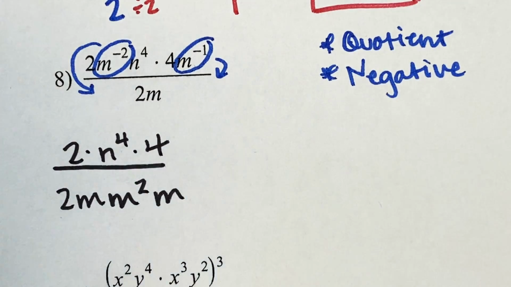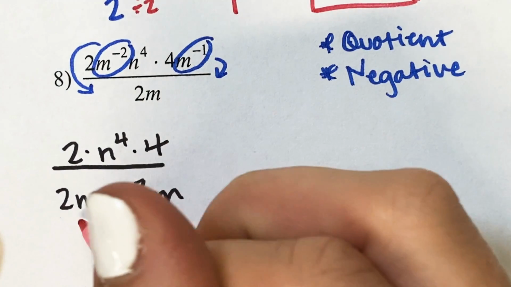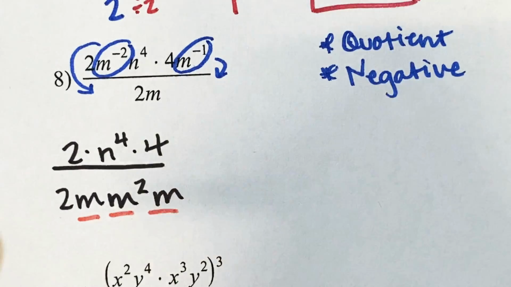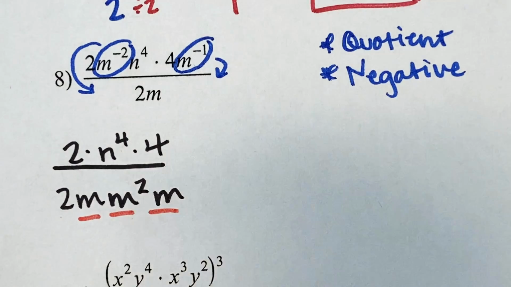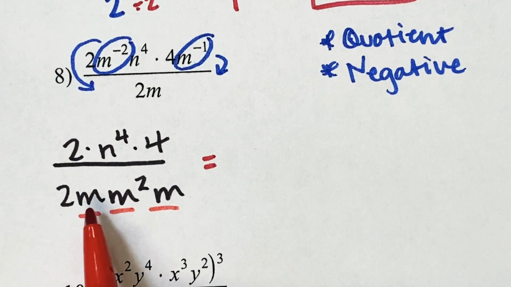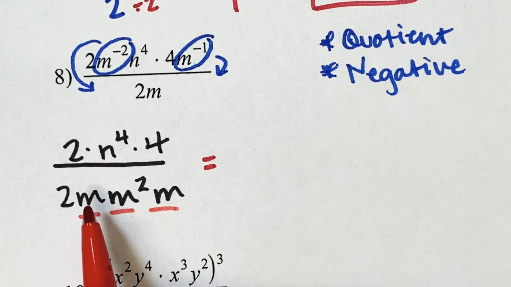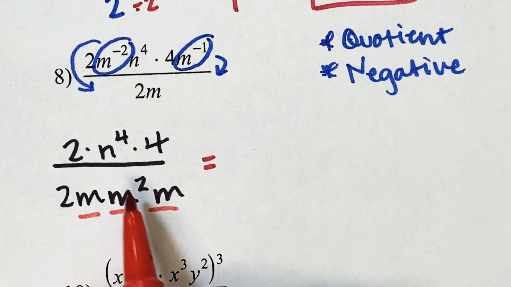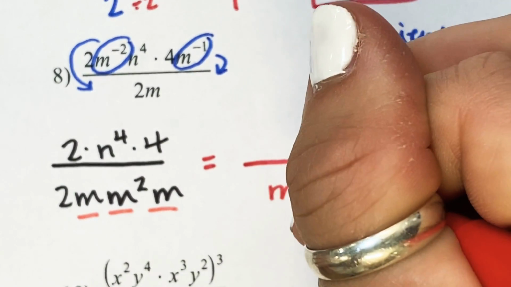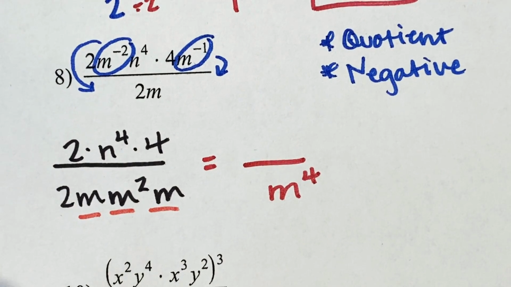Okay, so now we can start simplifying. We can combine some things. Okay, so notice on bottom, I see that I have a bunch of m's, so I can combine these using product rule. They're all being multiplied. Okay, so how many m's do I have on bottom? If I have 1 right here, 2, and then another 1. What's 1 plus 2? It's 3. What's 3 plus 1? 4, right? We have m to the 4th on bottom.